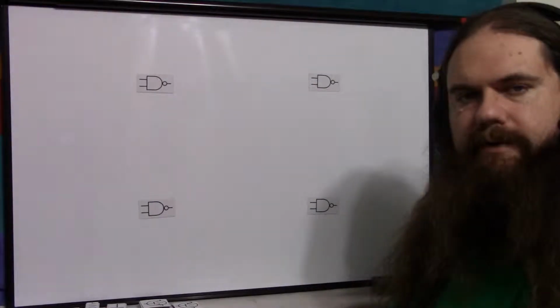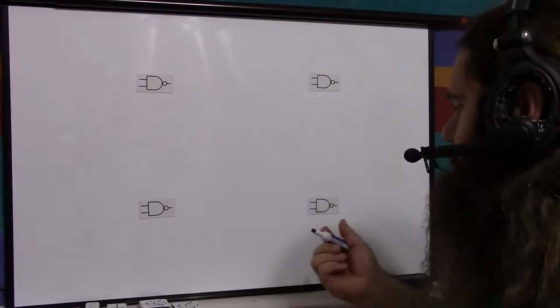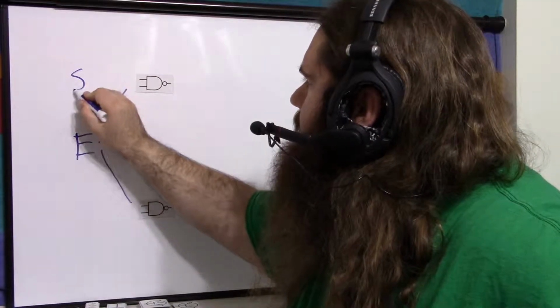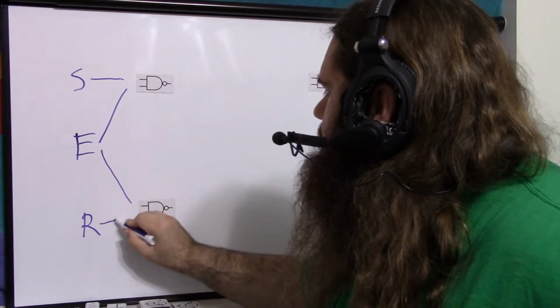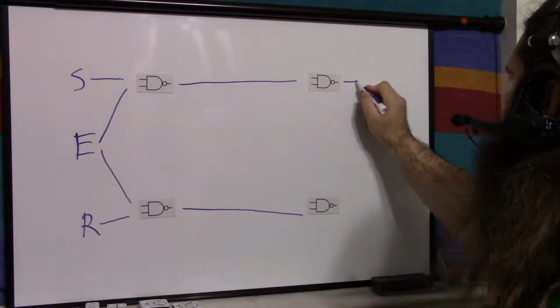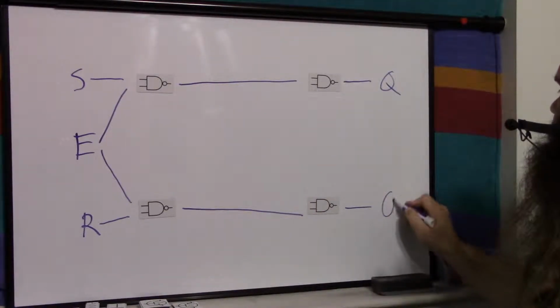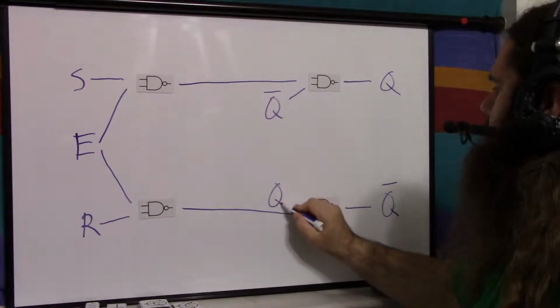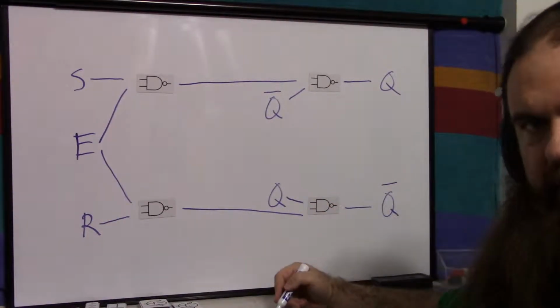So the SR flip-flop is just our 4 NAND gates. We have our clock signal that goes into both. We have our set signal into that one, reset signal into that one. So that comes out into this one and this one. The output here is Q. The output here is not Q. This takes not Q as an input. This takes Q as an input. And there's our SR flip-flop.